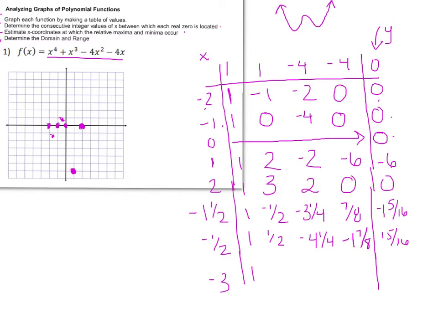So we drop down the 1. 1 times negative 3 is negative 3, plus 1 is negative 2. Negative 2 times negative 3 is a positive 6, plus negative 4 is a positive 2. 2 times negative 3 is a negative 6, plus negative 4 is negative 10. And then negative 10 times negative 3 is a positive 30, plus 0 is 30. So when we were over at negative 3, we were way up at 30. That's way off of our graph.